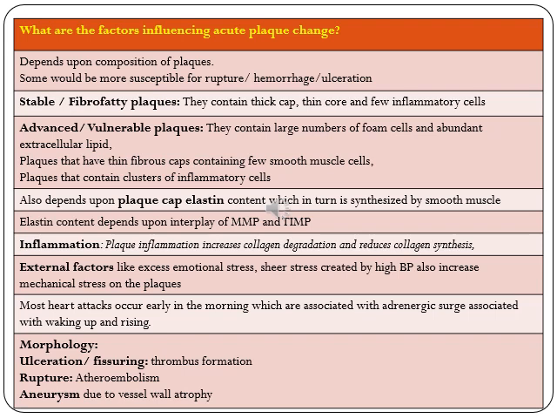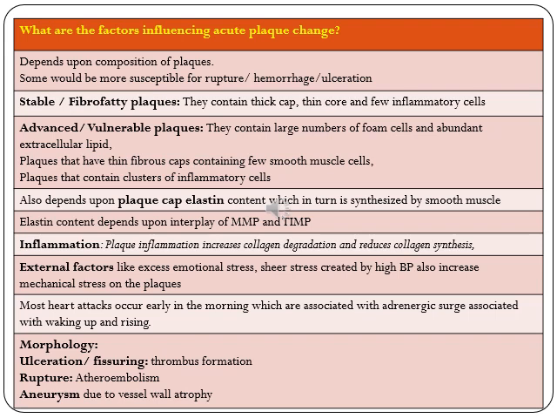These external factors are excess emotional stress. There can be shear stress, which is created by high blood pressure. All these also increase the mechanical stress on the plaque. As we have seen, many heart attacks occur early in the morning. These are likely to be associated with the adrenergic surge, which is associated with waking up and rising. So both the factors which are internal to the atheromatous plaque as well as the factors which are external to it influence the presence of acute plaque change.